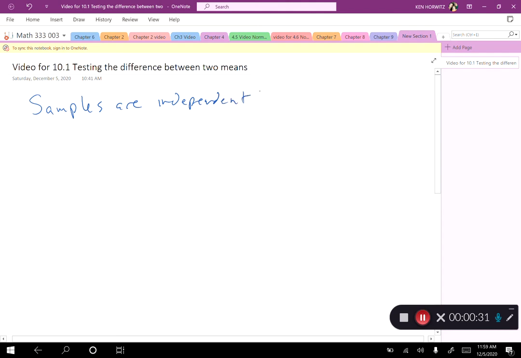And what that means is that one sample is not connected with the other. All right. Also, that either the standard deviation for the population is known, or your sample size is greater than or equal to 30. Because if the sample size is greater, you don't need the standard deviation for the population. You can always use the standard deviation for the sample. So this is what we're going to do today.